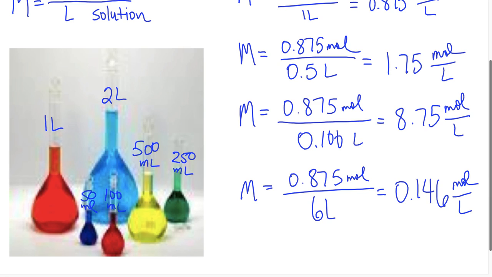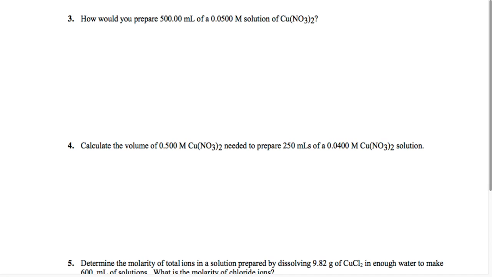Okay? So let's go ahead and do this first problem. We're going to do 2 problems, and they're different. I'm going to describe to you how I expect, since these are on the test, how to make up solutions. How would you prepare 500 mils of a 0.05 molar copper 2 nitrate solution?